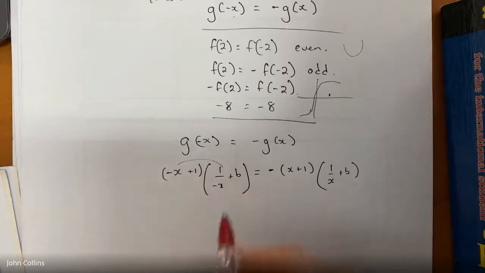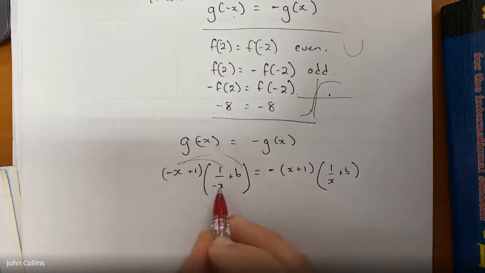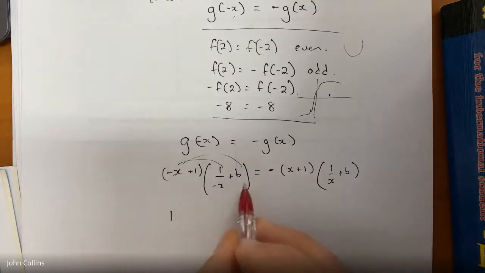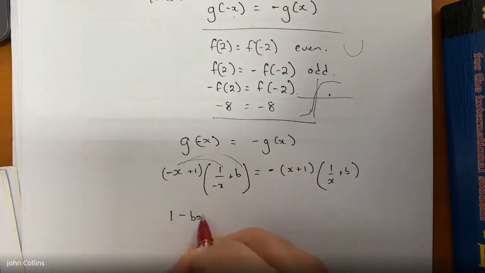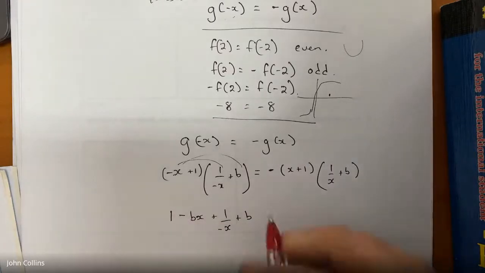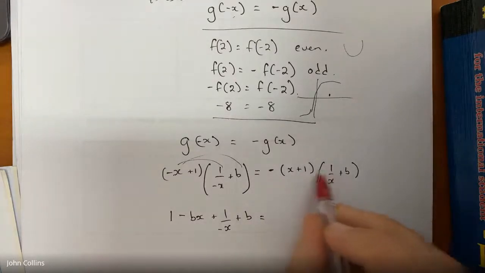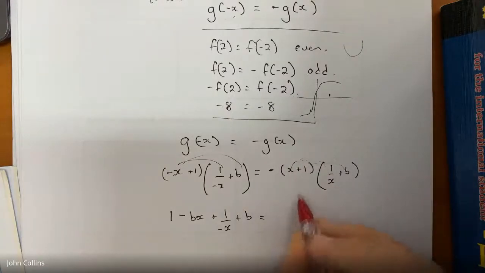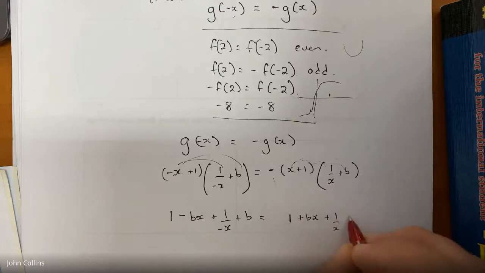So if I multiply minus x by that and minus x by that, minus x over minus x is just 1. Minus x by plus b is minus bx. 1 by that is itself, so I'm just going to do that again, plus b. Okay, that's that left-hand side done. And multiplying everything on the other side, x over x is also 1. x by b is plus bx. 1 by that is plus 1 over x, and 1 by b is just plus b.